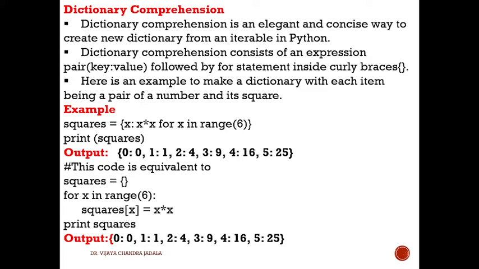So next, the code is equivalent to x times x. So 0 square equal to 0, 1 square equal to 1, 2 square equal to 4, 3 square equal to 9, 4 square equal to 16, 5 square equal to 25. So in the first we use the squares option, in the second we used x times x.